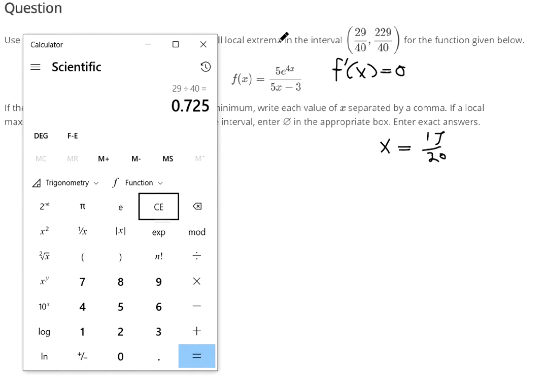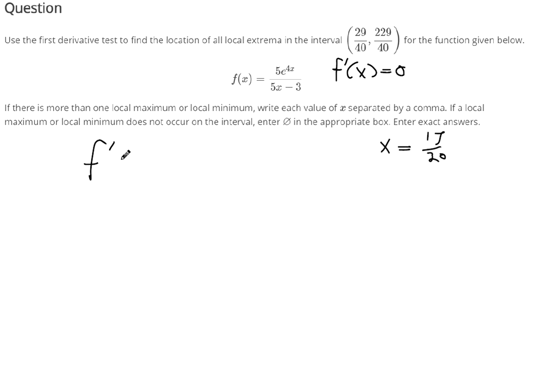Let's test the derivative at 16 over 20. That's something to the left. And then how about x equals 1? Oh, wow, that's wrong notation. That would be the y value. We want the x value, 16 over 20, something to the left of 17 over 20. And then something to the right of 17 over 20, let's plug in 1.